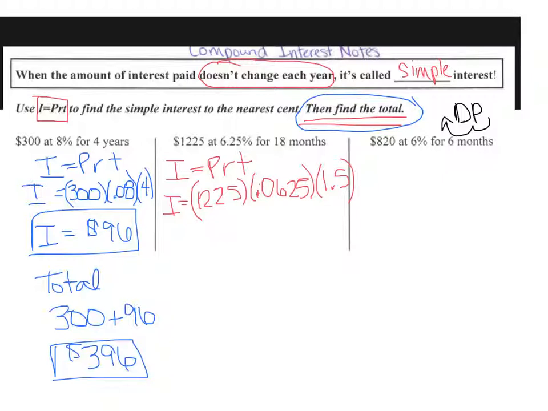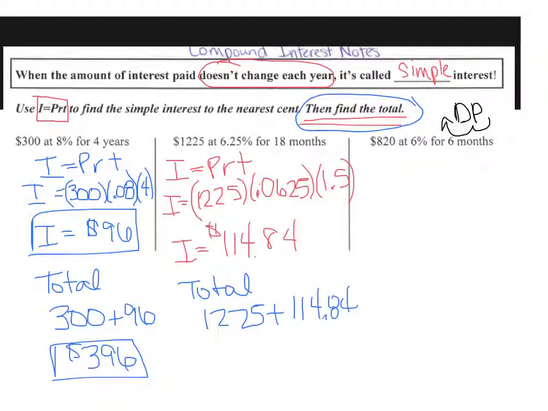So finding our interest now, we're going to multiply 1,225 times 0.0625 times 1.5, and that gives us a total interest of $114.84. So there's our interest. Now we have to find our total. Our total is the amount we started with, or the principal, plus the interest. So we're going to add together $1,225 plus our interest, which was $114.84.